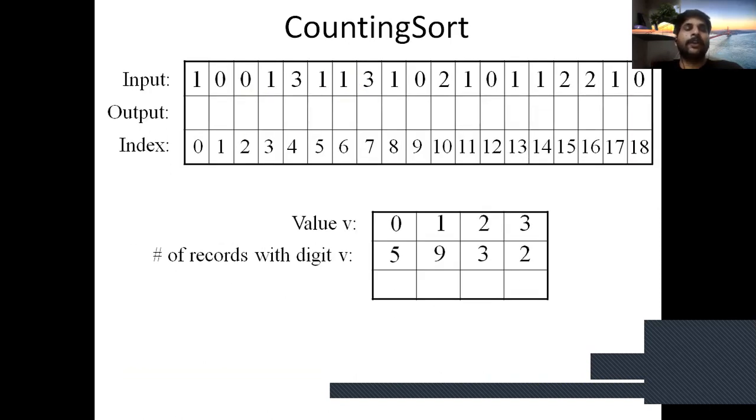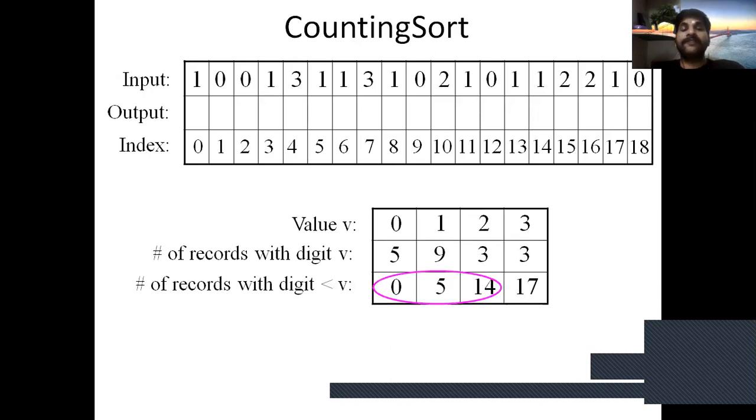Now we also calculate the counting sort. Given input 1 0 0 1 3 1 1 3, we find values 0 to 3, that is, minimum value 0, then 1, 2 and 3. Then we record with digit V. The total number of zeros is 5 in the given input, the total number of 1s is 9, the total number of 2s is 3 times, and the total number of 3s is 2 times. And the records take time to count, n.